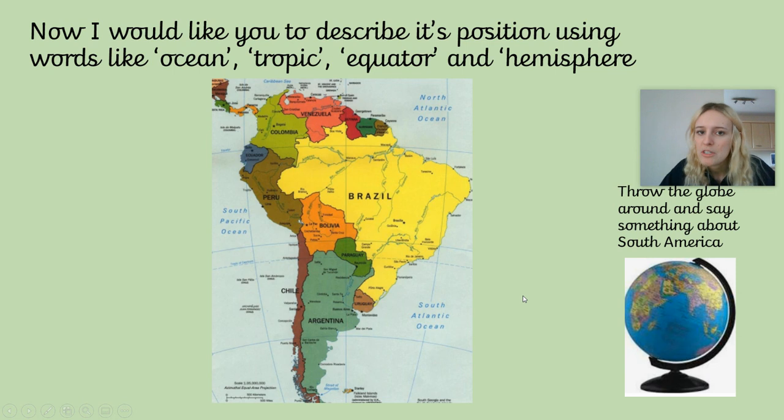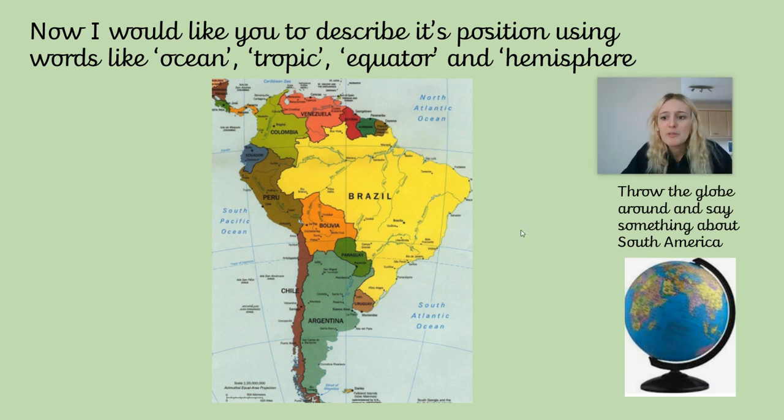I'm going to go through some of the main bits about South America. We're going to be using words like ocean, the tropic, the equator, and the hemisphere as well. So to be able to identify the geography of this continent, we need to be using these key terms. Normally we would be throwing around a globe and having a look at South America, but we won't be able to do that, so we're just going to look at one on here. So it's split up into how many countries? 1, 2, 3, 4, 5, 6, 7, 8, 9. Maybe you can count and tell me how many there are, as I think I might have lost count.